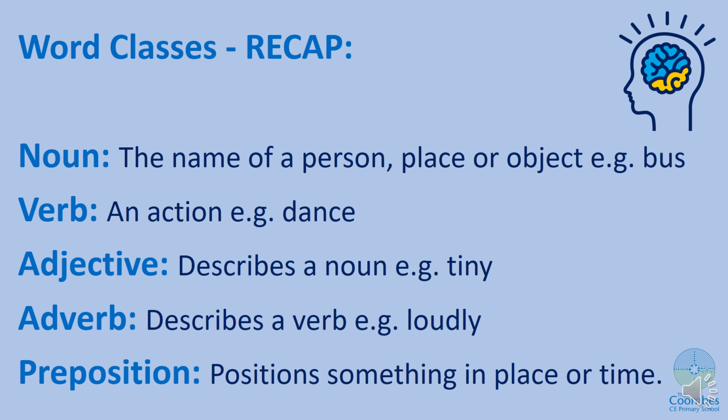So, a quick recap from some of the work that we did last week. You should remember your different word classes, but just in case you've forgotten, a noun is a naming word, the name of a person, a place, or an object, for example, bus. A verb is a doing word, an action, for example, dance. An adjective is a describing word. It describes a noun, for example, tiny.